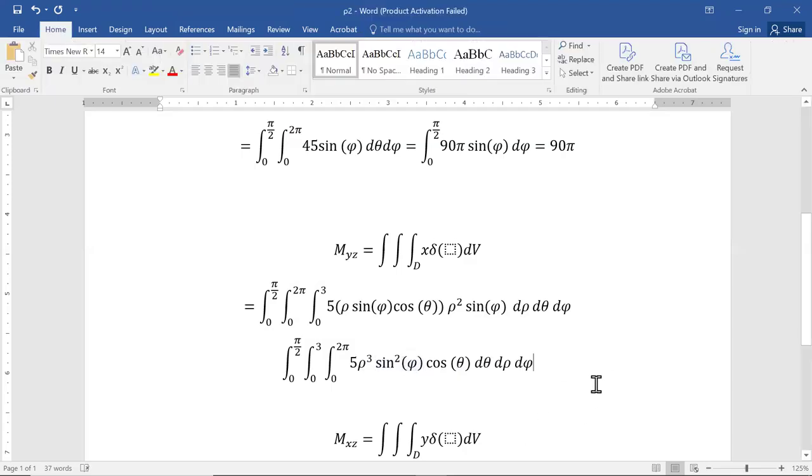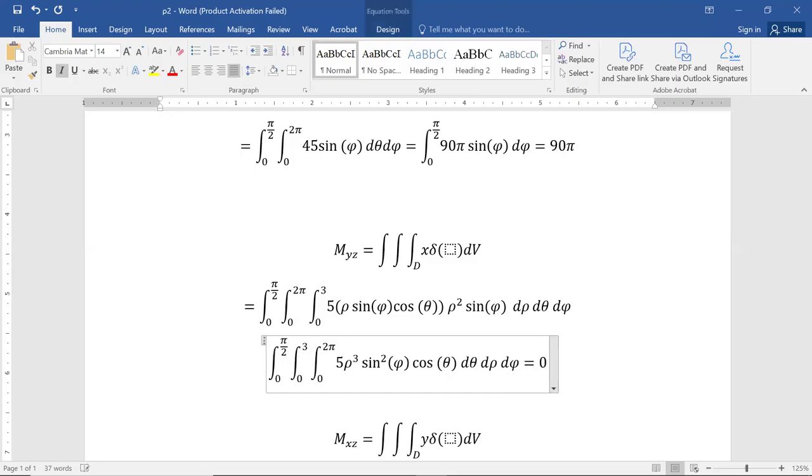So all of that is a constant. And when I integrate with respect to theta, cosine integrated from 0 to 2 pi with respect to theta gives me a 0. And so therefore, this whole integration just becomes 0. So the moment from the yz plane, which is going to give me my x value, becomes 0.